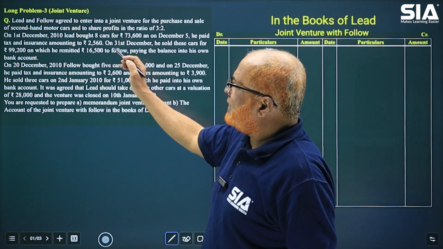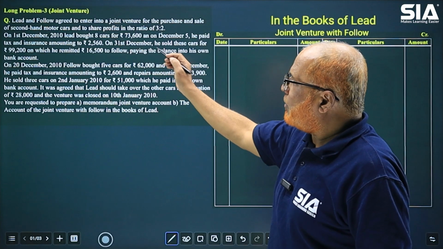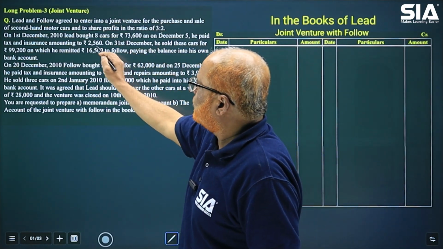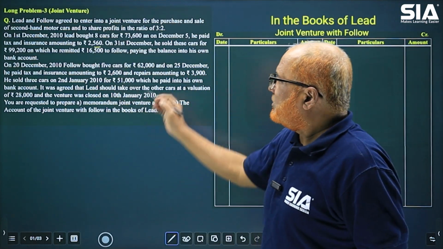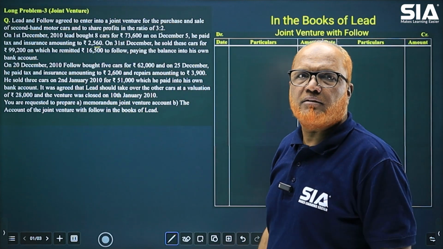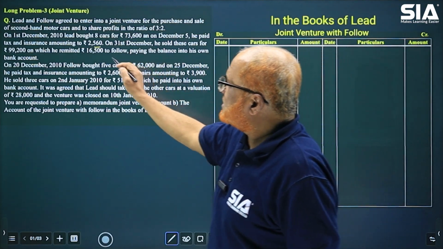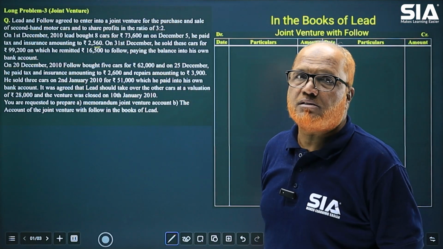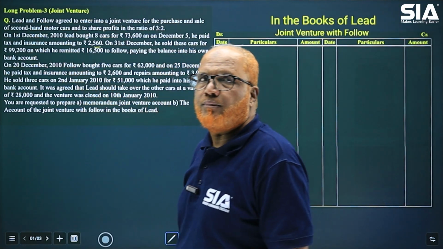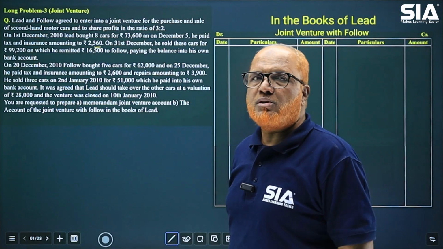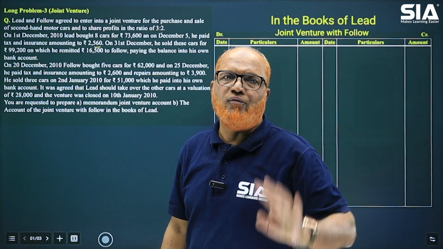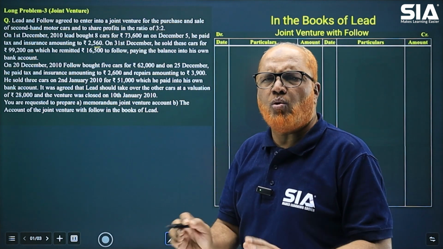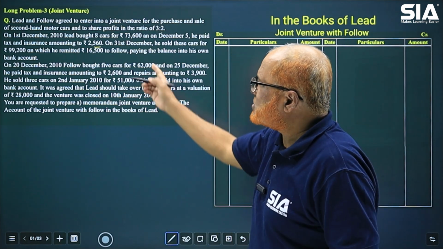So give more concentration on what is happening. On 1st December, Lead, one of the co-venturers, bought 8 cars, purchase price 73,600, expenditure incurred 2,560. And on 31st December, he sold all these cars, 8 cars, for 99,200. Of which 16,500 he has remitted to Follow, the other co-venturer, and kept the remaining amount in his own bank account. This is the first paragraph.